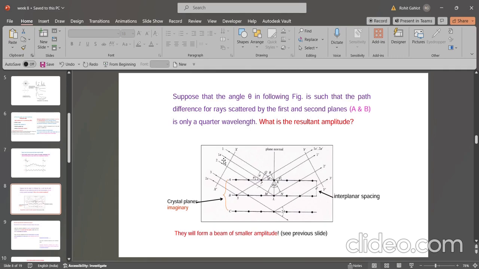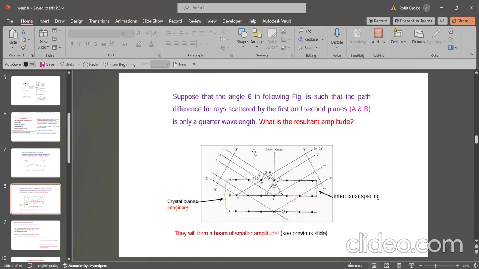Now suppose that the angle theta in the following figure is such that the path difference for the rays scattered by the first and second planes A and B is only a quarter wavelength. Then what will be the resultant amplitude? As seen here, there are these two planes, and these are the rays scattered. This is the plane wavefront coming, and this is after diffracting. So what will be the resultant amplitude of these incident waves after diffracting? They will form a beam of smaller amplitude. If anyone can tell me the reason why this happens.